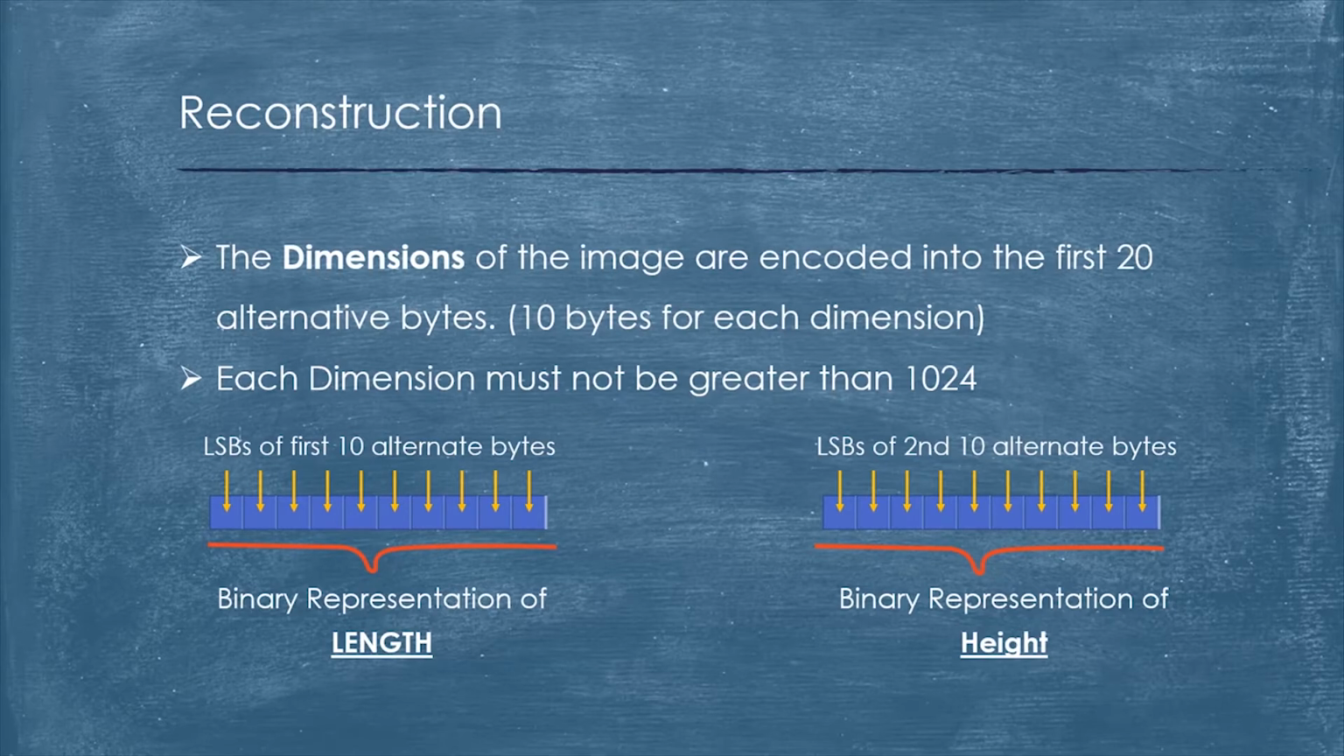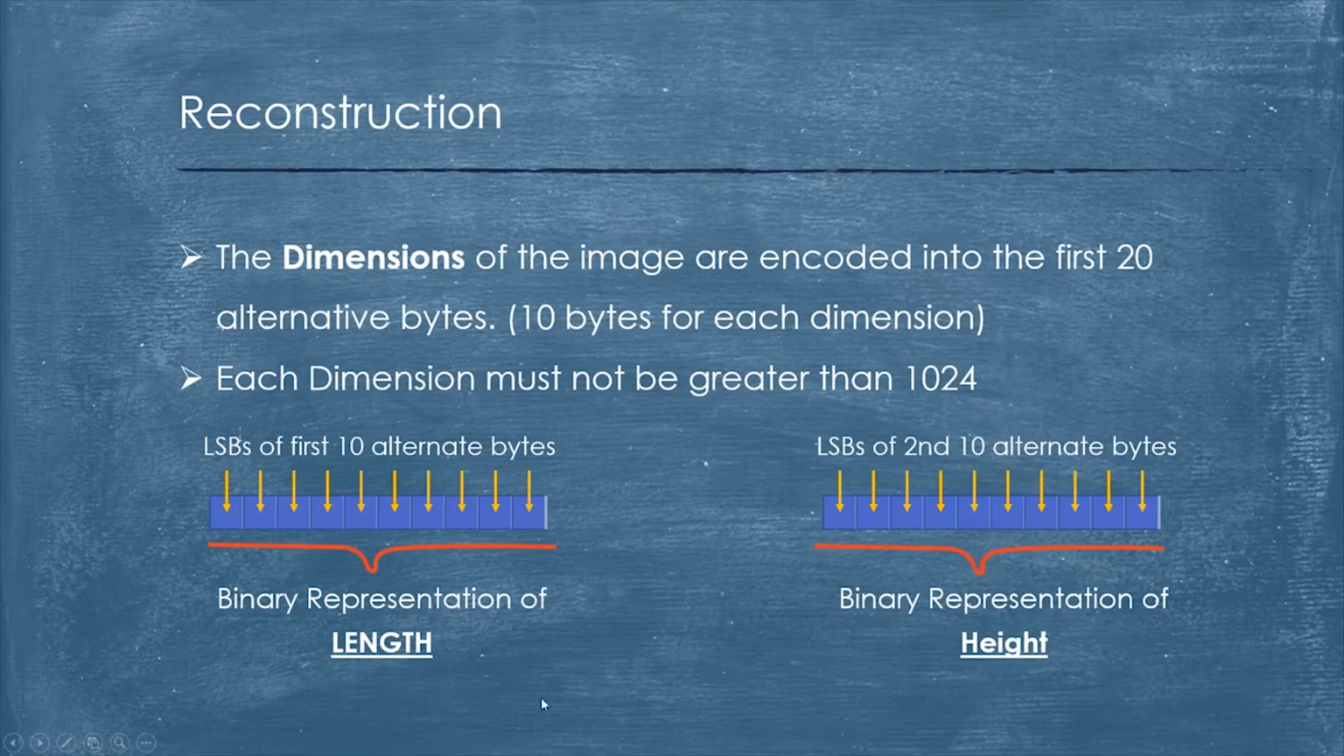In order to reconstruct the image, we obviously need to know the dimensions of the image that has been sent. So these two data also need to be encoded into the audio. For this, we have hidden the length data in the first 10 bytes of the audio, and in the next 10 bytes we have hidden the height value. So the length and height are converted into a 10-bit binary number.